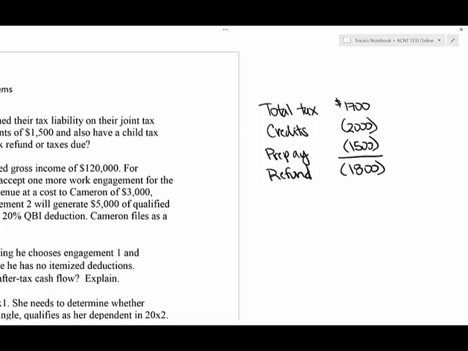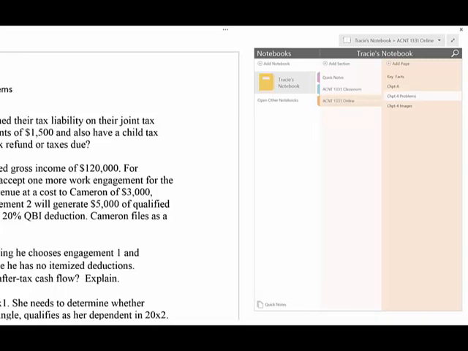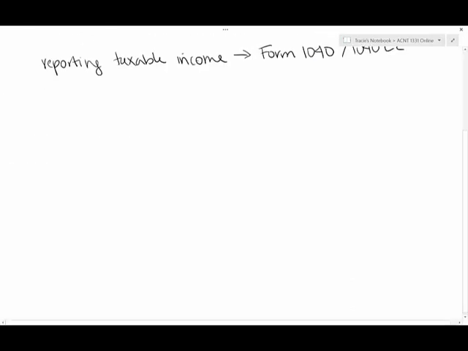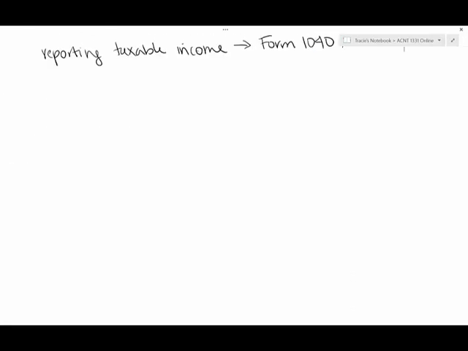Now let's dig into more detail about that tax formula. We're going to start by looking at the very top of the tax formula, where we talk about the idea of gross income. And when we talk about gross income, the first thing we need to do is discuss the concept of realized income.